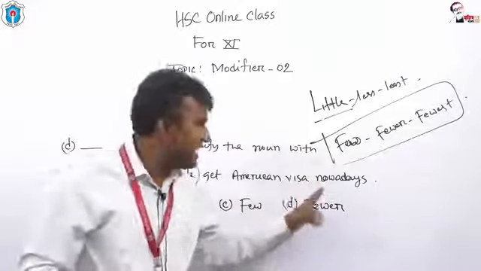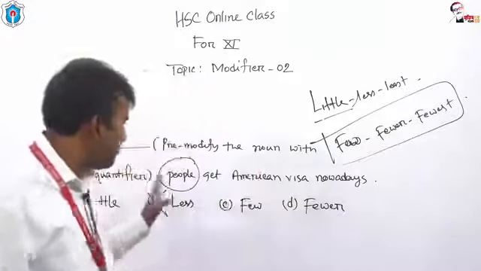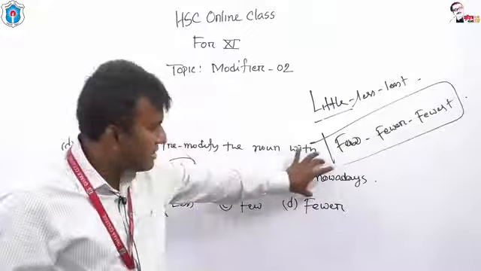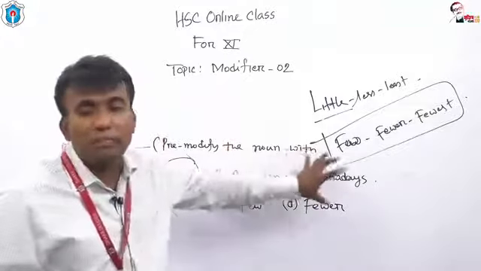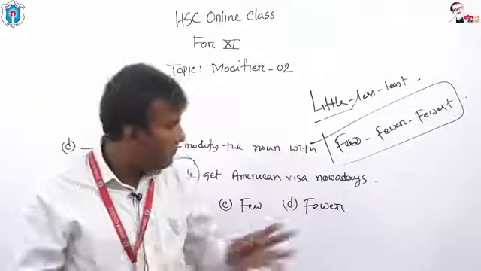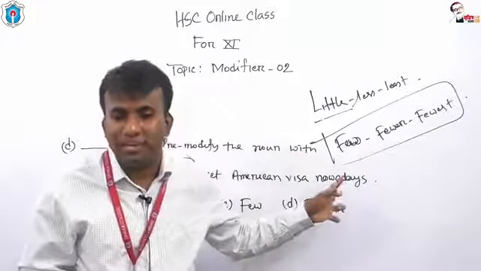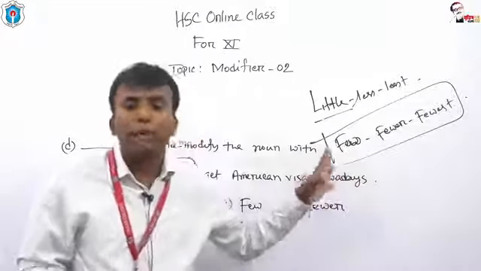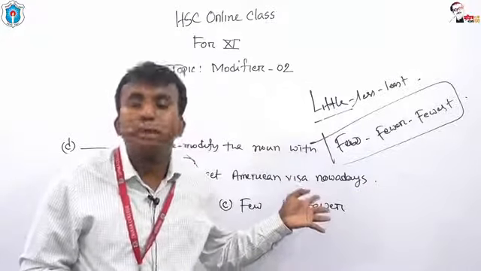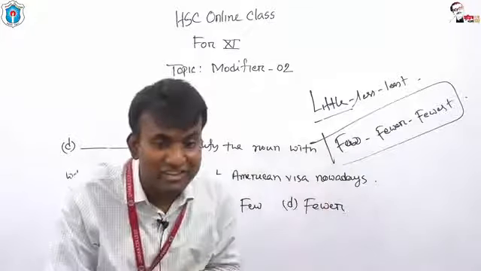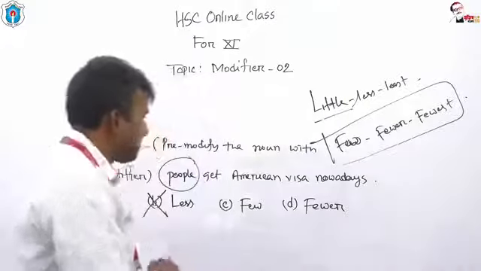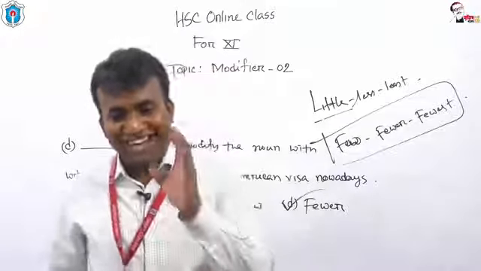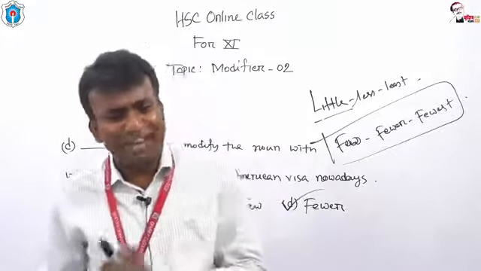People get American visa nowadays. Dash people, few or fewer? In the past, there has been a comparison in this sentence. In the past, more people got American visa, but nowadays, few or fewer. It has become a comparative degree. That's why we have to use fewer. Fewer people get the American visa nowadays. Okay, the answer is fewer. Have you got a little bit of conception regarding the question pattern of modifier?